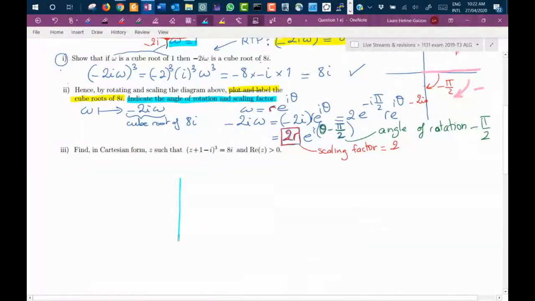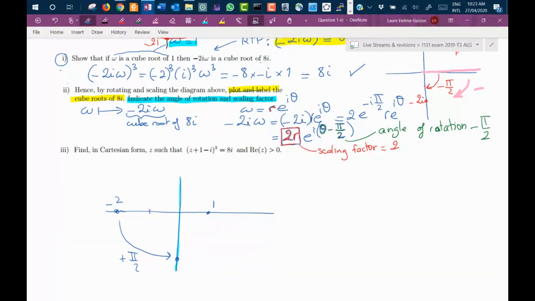I'll redo one. If you start with 1, so that's your 1, and you say I'm going to multiply by -2, you get there. And then you can apply a rotation of plus pi on 2, and you would end up in the right place. So usually scaling factors are positive, but if someone told me that really what you are doing is saying that this is -2 times exponential of i pi on 2.